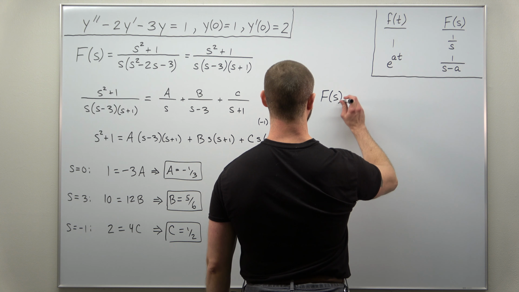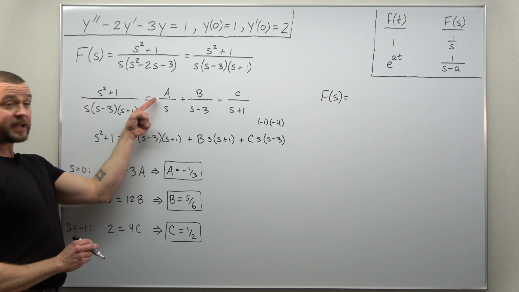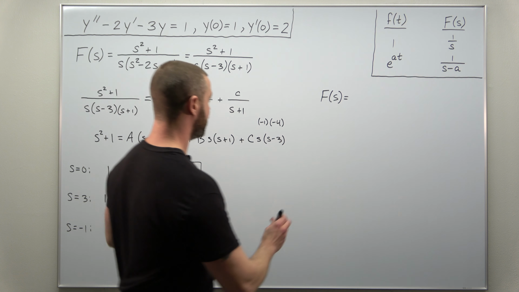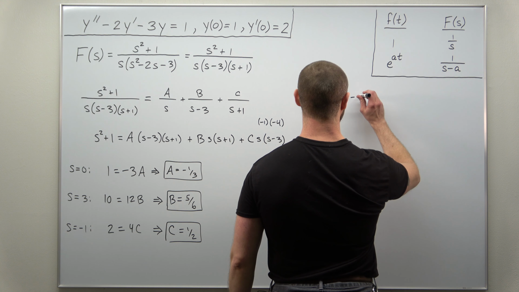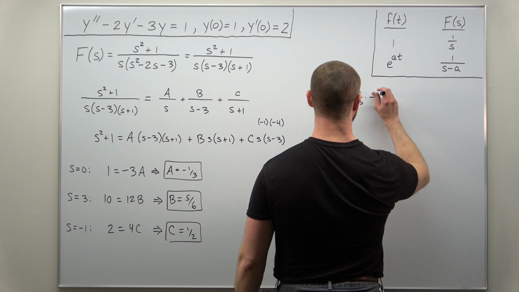This is almost all of your work. We're just going to plug in here. We have a as -1/3. I'll rewrite this first partial fraction as -1/3 times 1/s.